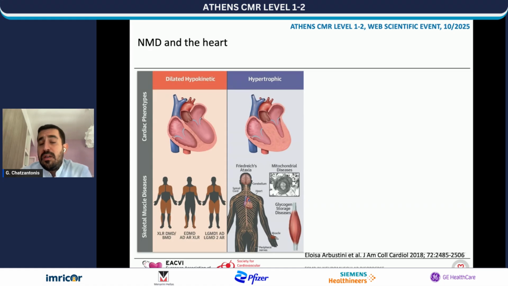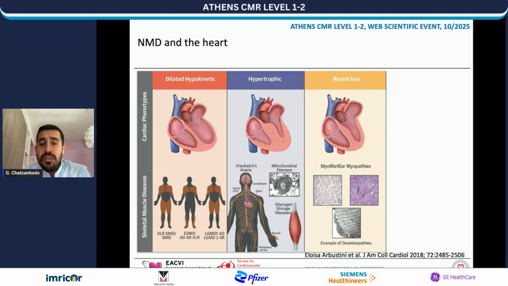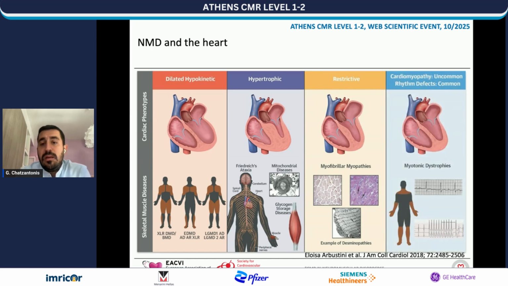So if we have a diagnosis of hypertrophic cardiomyopathy and the patient comes to CMR and has a not so typical pattern in the late enhancement, one should assess further. That is the same for glycogen storage diseases and Friedreich's ataxia. Restrictive is typical in myofibrillar myopathies, and where no cardiomyopathy is seen in imaging, we may see arrhythmias, such as in myotonic dystrophies.